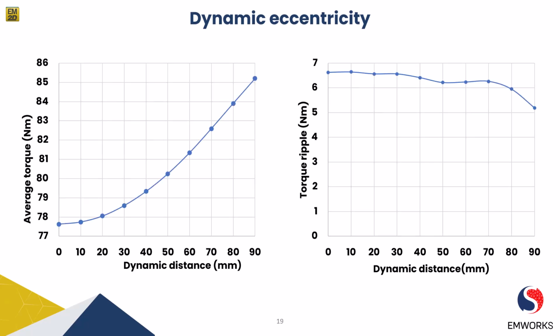Next, a similar behavior can be observed for dynamic eccentricity for average electromagnetic torque and torque ripple, as we discussed previously in static eccentricity. The average torque increases and the torque ripple reduces as the dynamic distance is increasing.